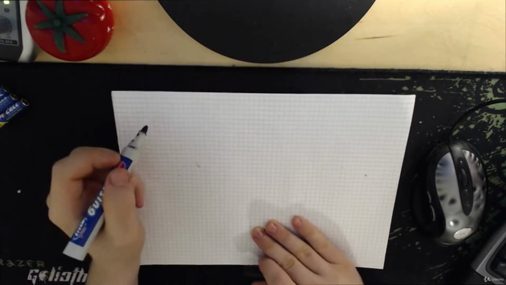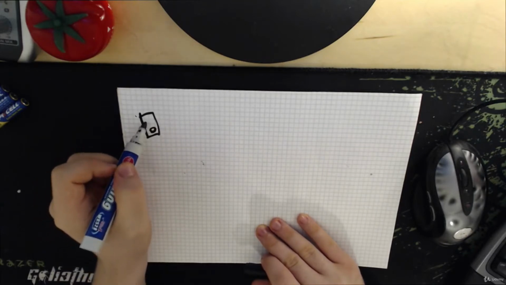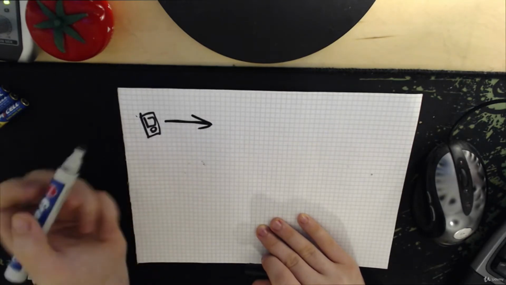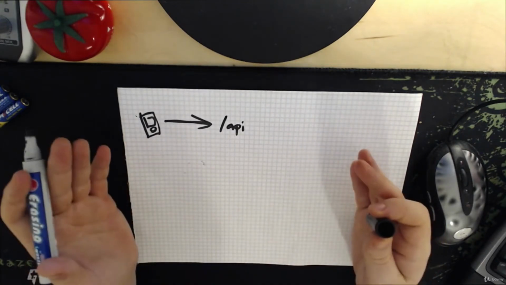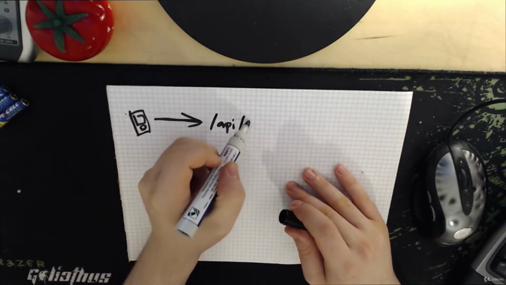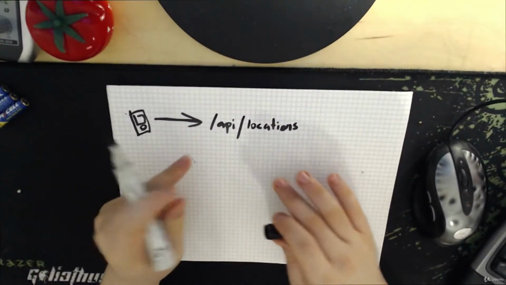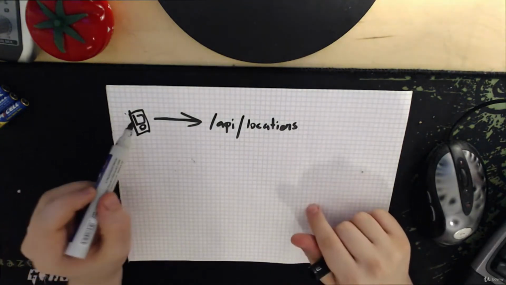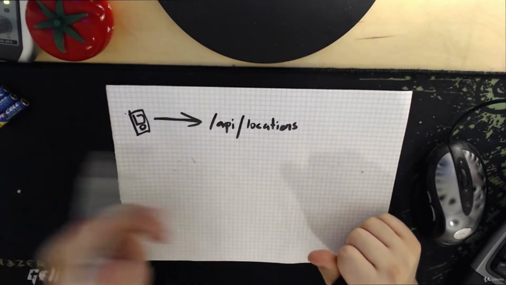So in a normal REST situation, you would have a client here. Let's say we have a phone here that is asking a REST API for some chat messages or location. So let's say we have a location, like we have an Uber app, a taxi app, and we ask for a location of the driver. So we have an endpoint that is called API/locations.